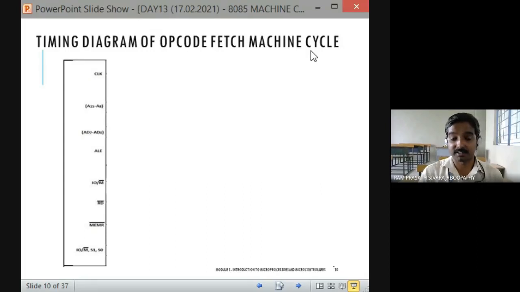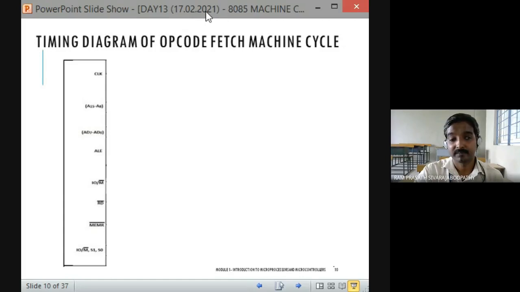Correct. So here we mentioned the group of signals A15 to A8, the higher order address bus, and AD7 to AD0. What does AD7 to AD0 mean? What does it indicate? A15 to A8 is the higher order address bus. What about AD7 to AD0?